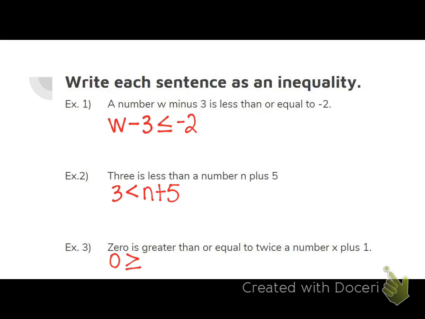Twice a number x plus 1. Very good. Twice means times 2. So twice x is 2x, and then again, plus 1. Any questions about our translations?